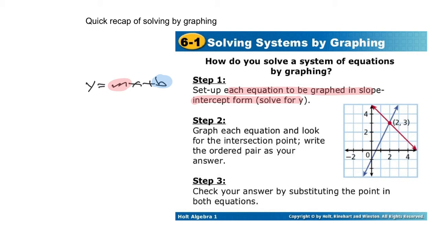Then the next thing we do is graph each equation, look for where they intersect, and write the ordered pair. Those were our solutions, with an x coordinate and a y coordinate. I wrote subscript s to indicate solution. Last, we check our answers by substituting, which just means we plug back into both equations.